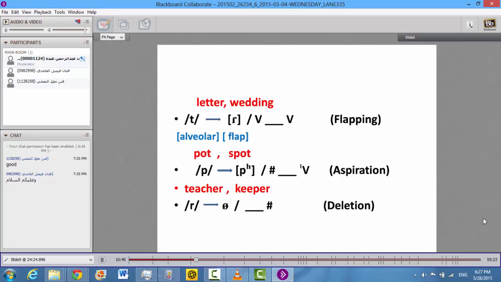Underneath we put the features of each. Ta alveolar becomes a flap in what environment? Between two vowels, or in an intervocalic position. So we place the V before and after this long dash. And the name of the process here is flapping. So be careful. When I ask about the name of the process, I expect you to tell me aspiration, flapping, vowel nasalization, vowel lengthening, palatalization, etc. So here the rule states that ta alveolar becomes a flap whenever it occurs in an intervocalic position, in other words, between two vowels.